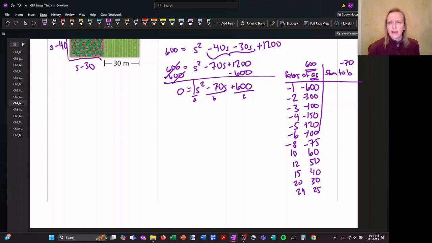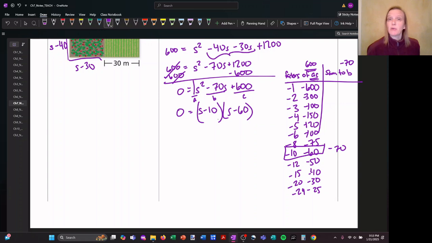Out of all of these factor pairs, the pair that sums to negative 70 is negative 10 and negative 60. That adds up to negative 70. And so that is the factor pair that we're going to focus on. So as I factor this, we're going to write S minus 10 times S minus 60, and that is the factored version of this polynomial.